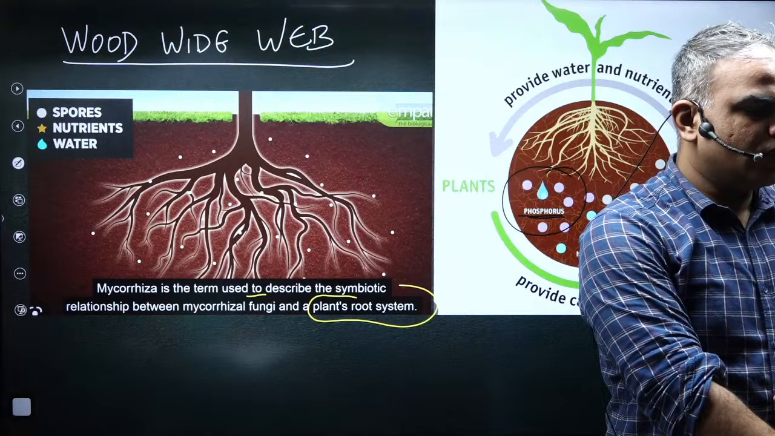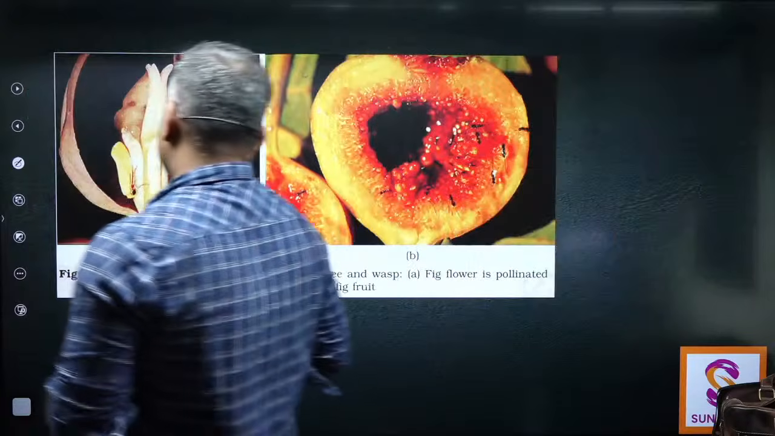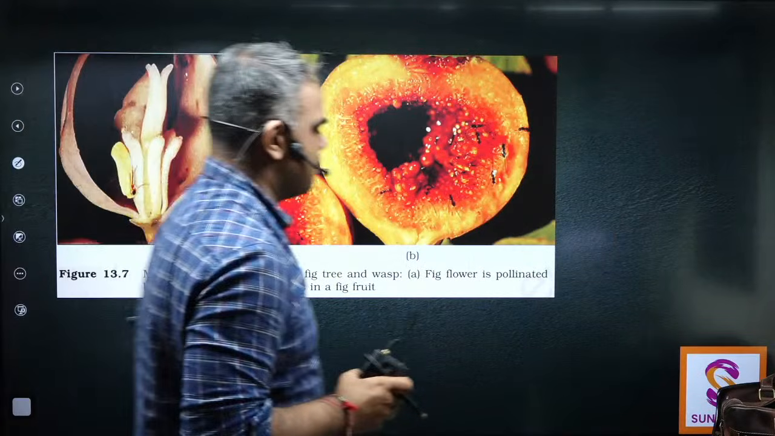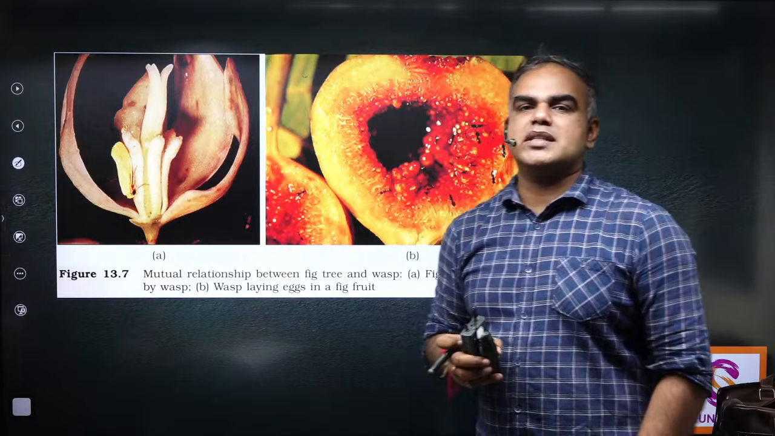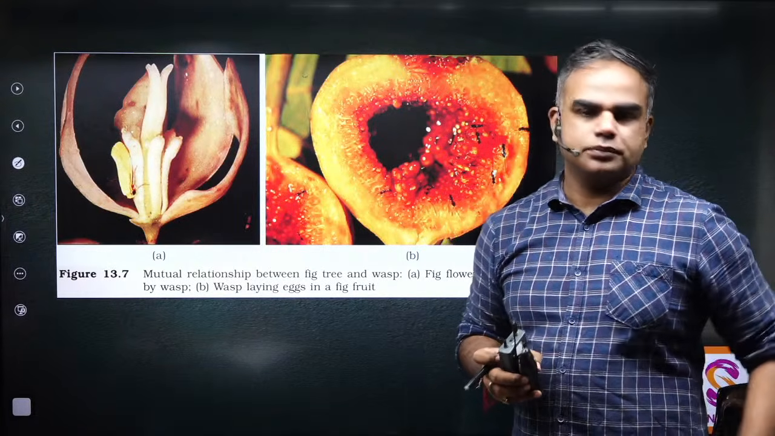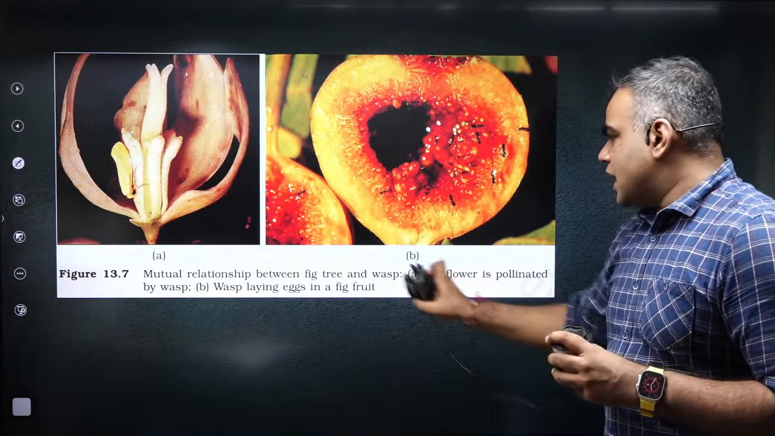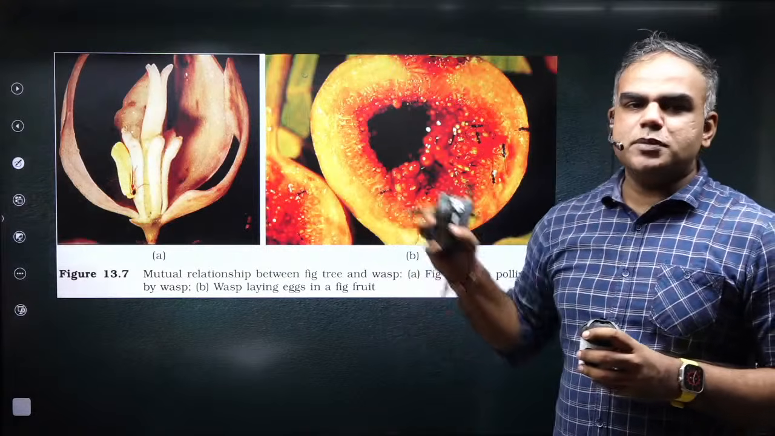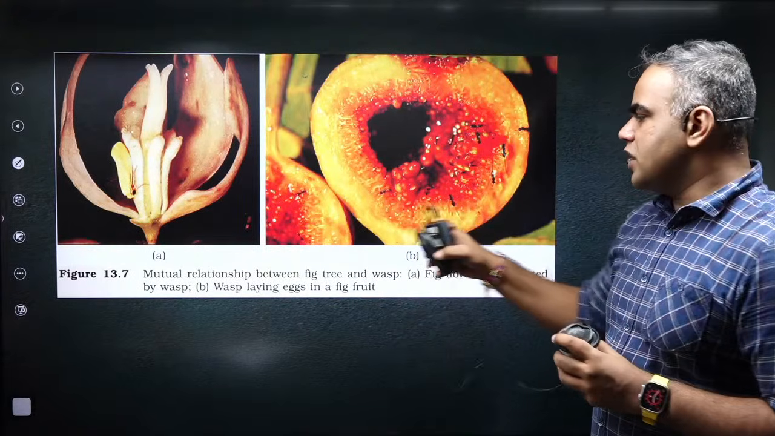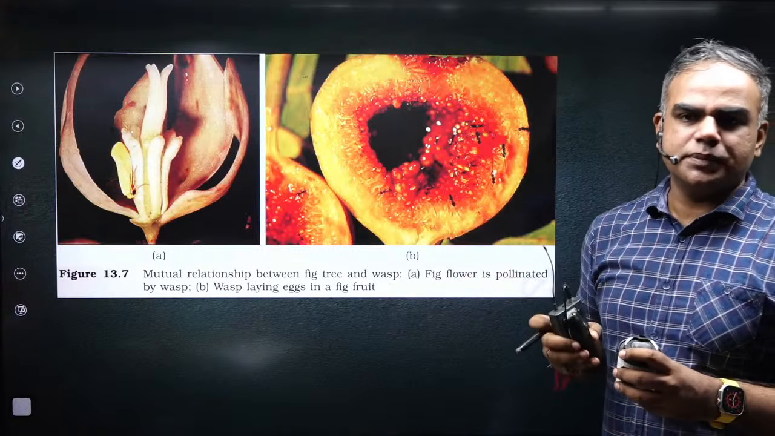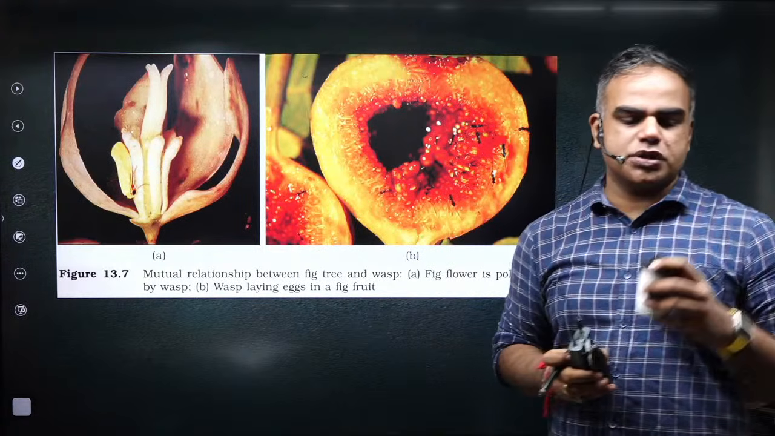Now, the last 2 examples, right? The 6th example is fig tree and wasp. This one is directly from the NCERT: fig tree and wasp. Okay, and you write both A and B, because whichever infographics in our NCERT are important, I've added those also. So the fig flower is pollinated by the wasp. Wasp is the insect. Okay, and the wasp lays eggs in a fig fruit.